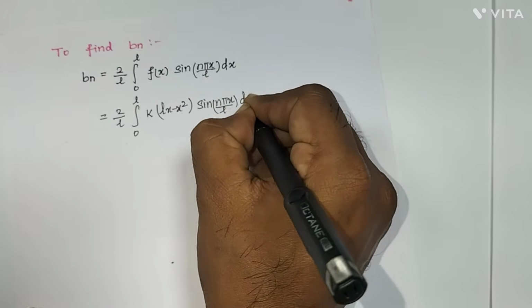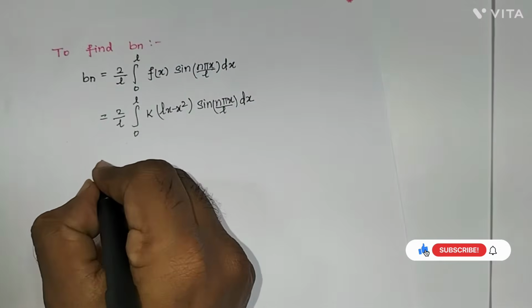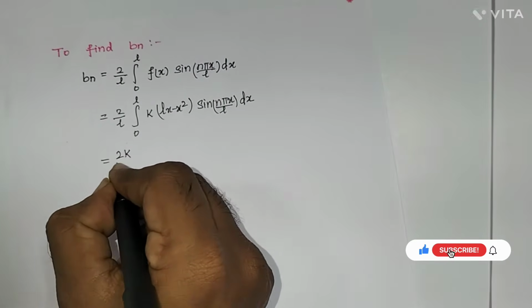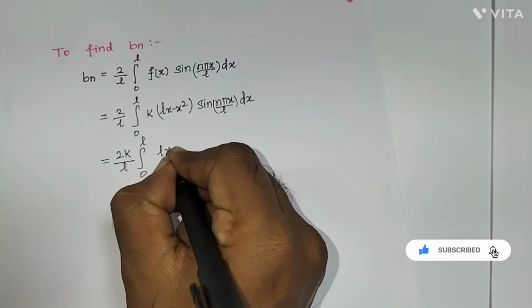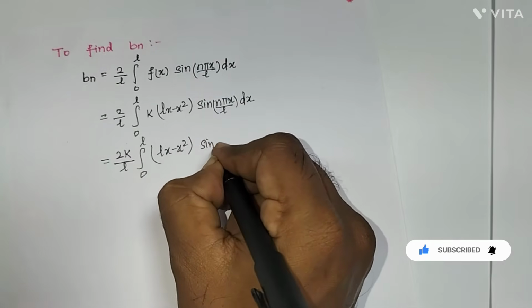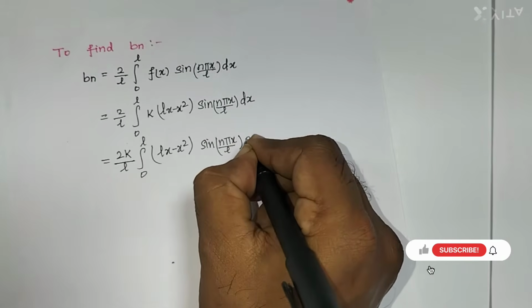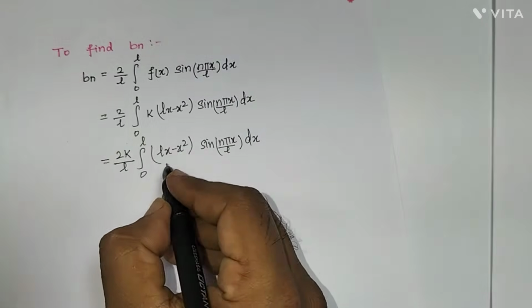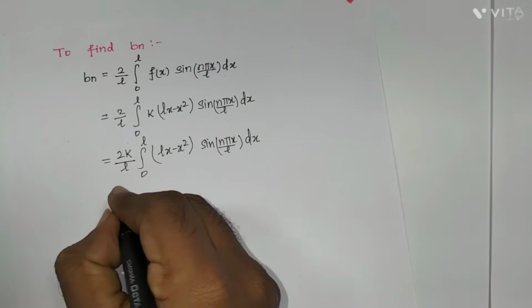Okay. So k is a constant, I am going to take outside: 2k divided by L integral 0 to L Lx minus x square into sin n pi x by L into dx. So this term we have to integrate. How to integrate? Here I am going to apply Bernoulli's formula.